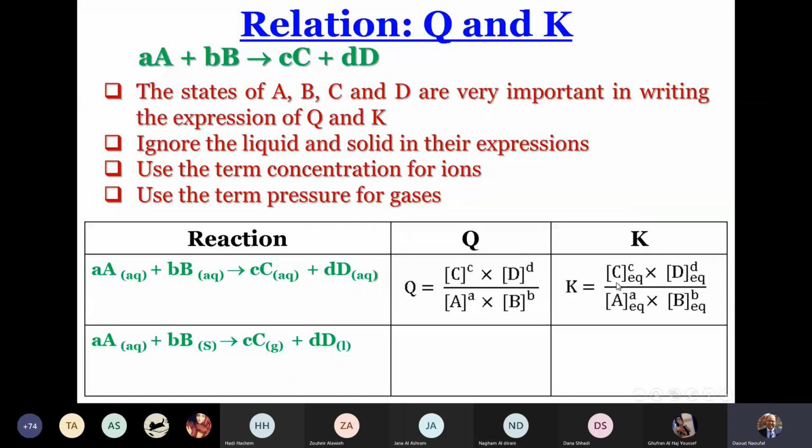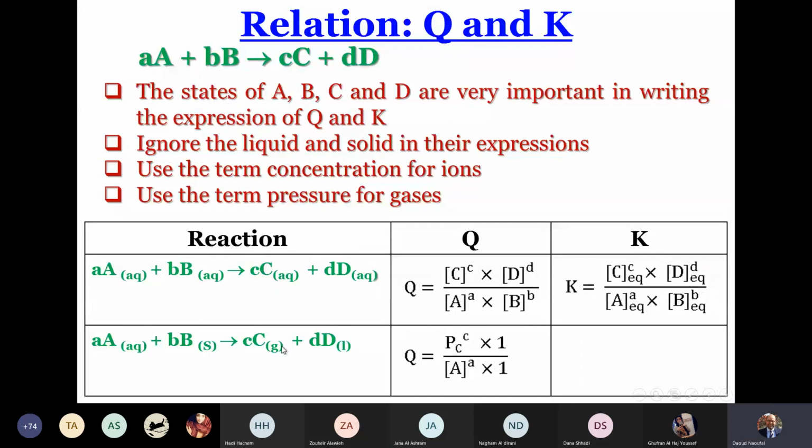So K equals the concentrations of C, D, A, and B, the ratio according to the stoichiometries, but these concentrations are at equilibrium. Suppose I have another form of the reaction. A is ion, B is solid, C is gas, and D is liquid. In the same way, for liquid and solid, use the term 1. For ions, use concentrations. For gases, use pressure.